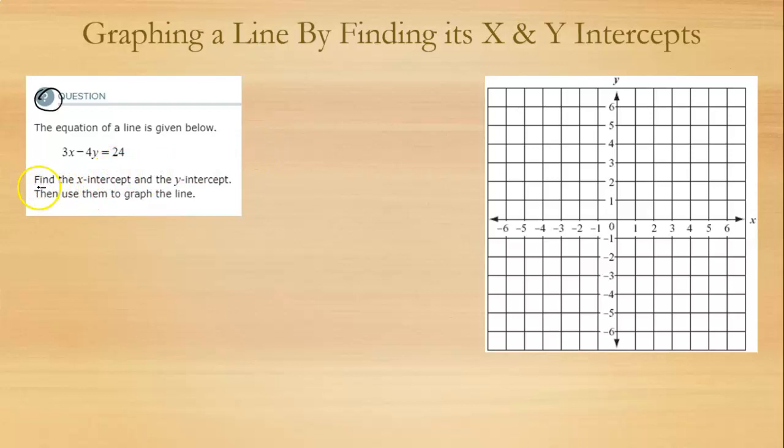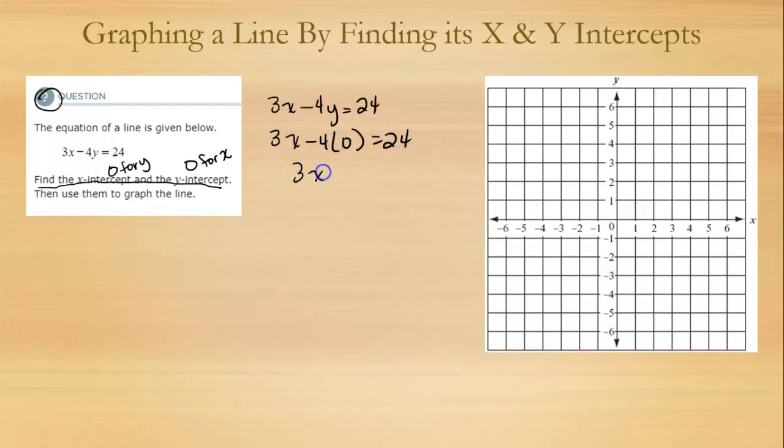All right, the directions say to find the x-intercept and the y-intercept. That's your code for substitute those zeros. For the x-intercept, we substitute 0 for y. For the y-intercept, we substitute 0 for x. So this is 3x minus 4y equals 24. I'm going to replace y with 0 first. It doesn't matter which one you do first.